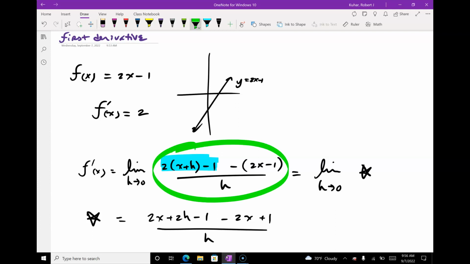Yes? So you got 2x plus 2h minus 1. Remember, f prime of x is f of x plus h minus f of x all over h, the limit as h goes to 0. So I'm first plugging in the x plus h to the function. Then I'm saying subtract the original function.